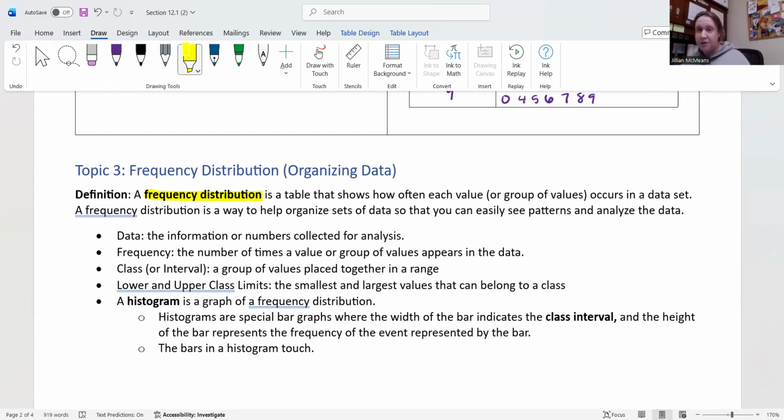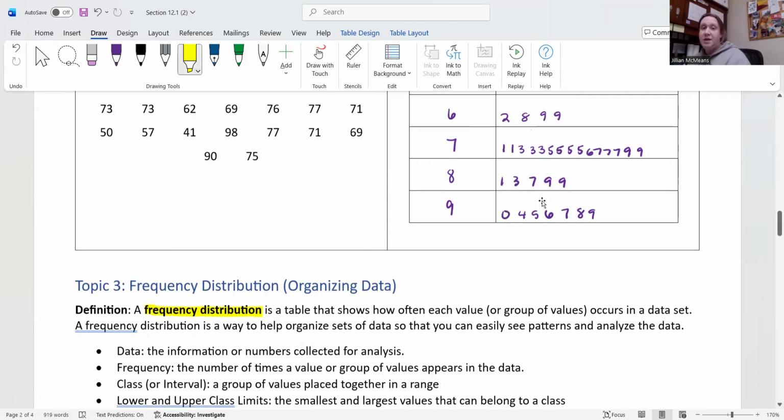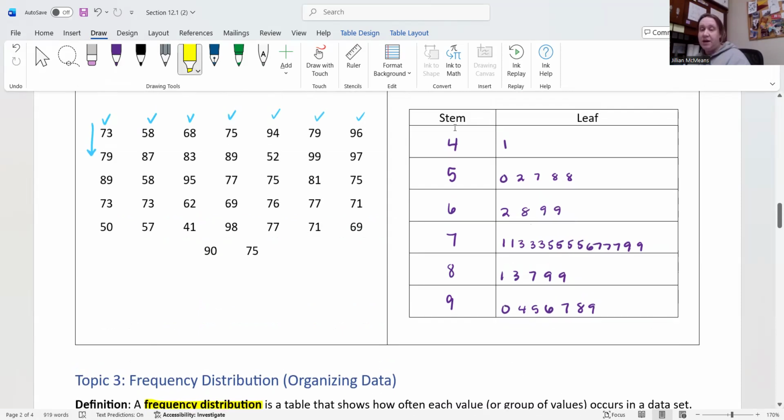What's different with a frequency distribution is you lose the individual data values. In a stem and leaf plot, like what we have up here, we can see each individual data item. We break them up by stem, the digits in the tens place, and leaf, the digits in the ones place. If I have a 7 in the stem spot and a 5 in the leaf spot, that's a data value of 75.